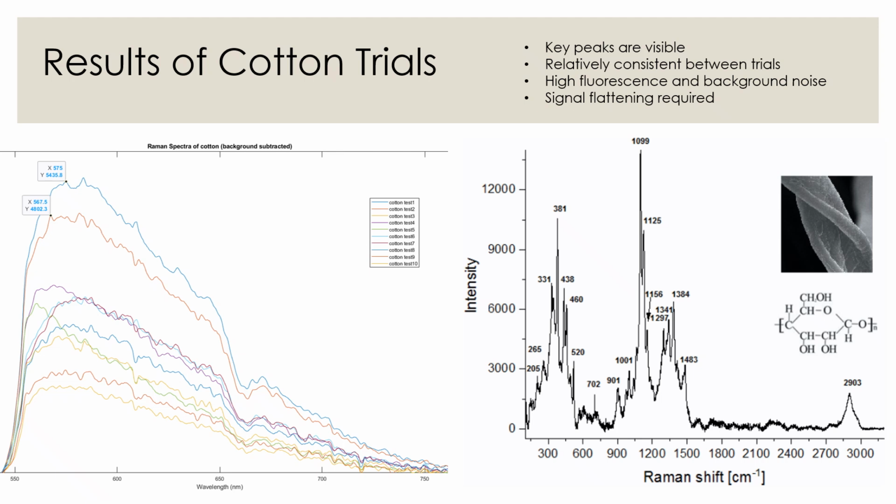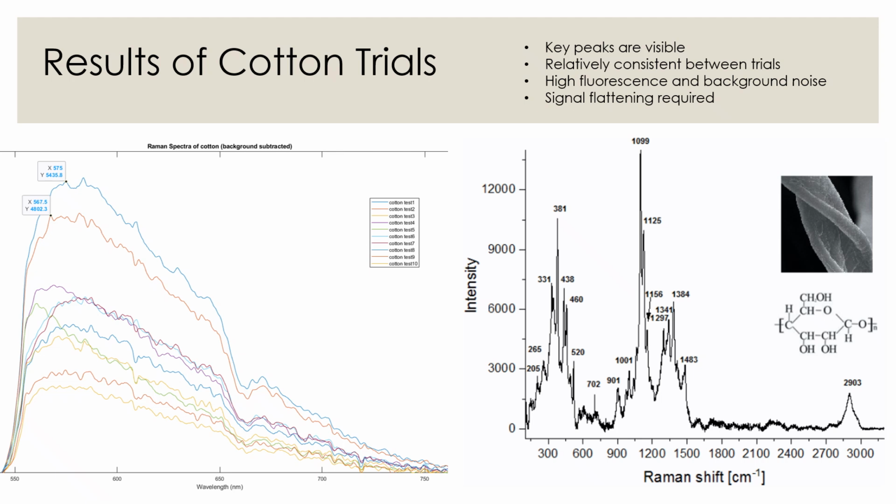On the right is the documented Raman spectrum of cotton fabric based on existing literature, and on the left is the result of our 10 trials. Key peaks around 567 and 575 nanometers, corresponding to 1100 wave numbers and 1380 wave numbers respectively, are clearly visible in our results and are relatively consistent between trials.